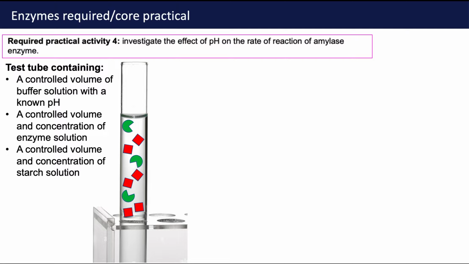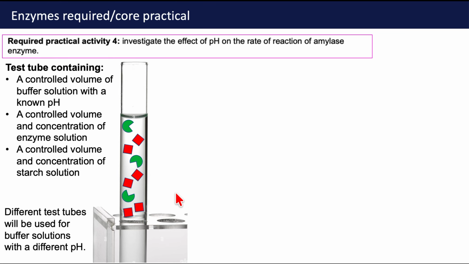And what we want to work out is how pH affects the time taken for the enzymes, which are represented by my little green shapes here, to break down the starch, which is represented by my little red squares in this image. So I'm trying to work out how long it takes for all of the red squares to disappear, basically. And what we would do is have one test tube with this setup, but for different pHs. That would be our independent variable in this scenario.